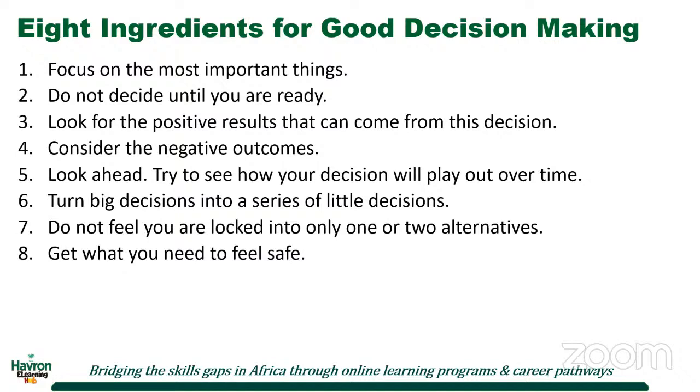Now, next, we have eight ingredients for good decision making. One, focus on the most important things. Of all the things you are judging, give greater weight to the most important factor. Do not decide until you are ready. Do not act on impulse or succumb to decision panic. Look for the positive results that can come from this decision. Make your decision as if you were afraid of missing a wonderful opportunity. Consider the negative outcomes. If things go wrong, as they sometimes will, what is the worst that can happen? Ask yourself how you can mitigate the problem.